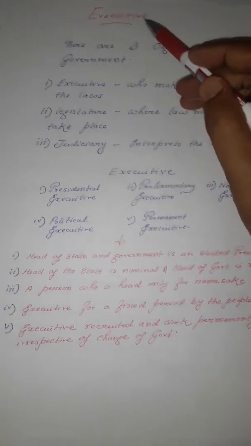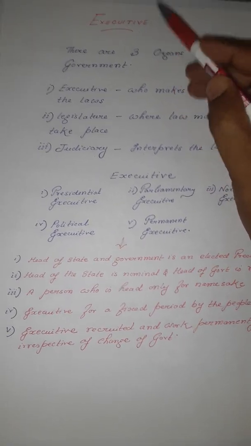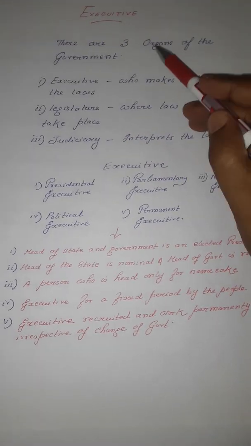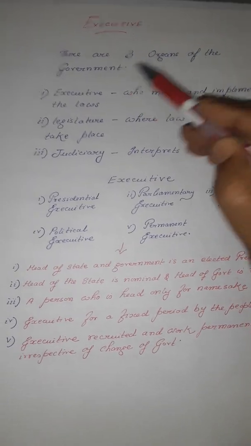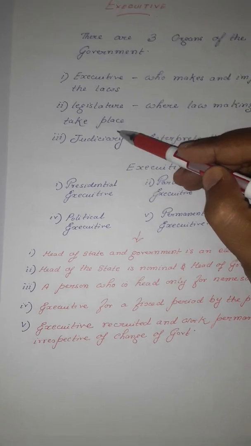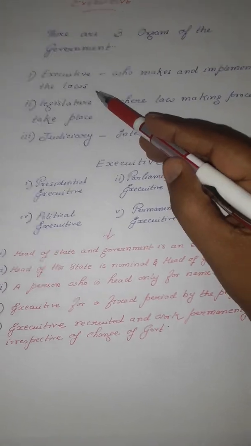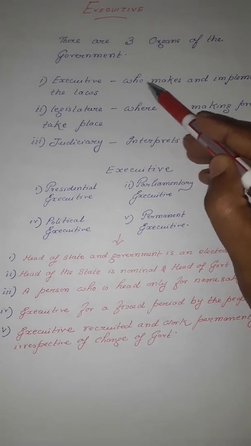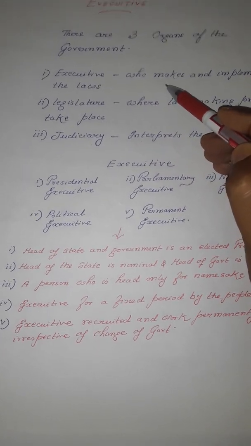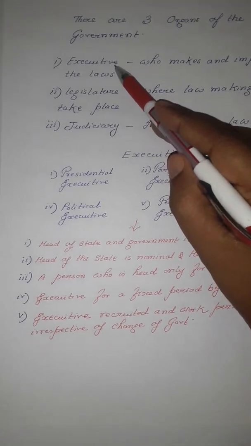Okay, students, today's topic is the executive. We all know that there are three organs of the government: executive, legislature, and judiciary. The executive makes and implements the laws. Example: MLAs, MPs, civil servants. These are the executives of our country.